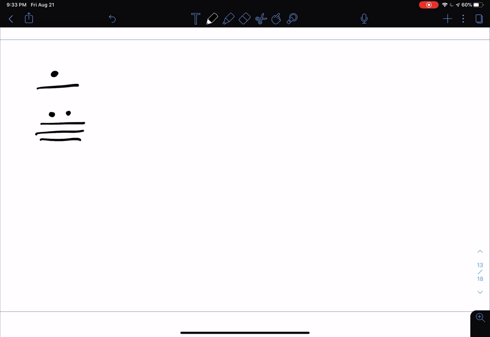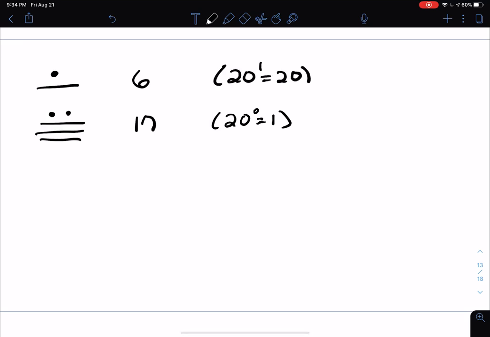Okay, so we can look at our chart and determine that the top one is 6 and the bottom one is 17. But we also have to consider our place value. Instead of reading from left to right, we're going to read from top to bottom. The very bottom place value is your ones place, so this is your 20 to the 0 or ones place. And then the next one up is your 20 to the first or 20s place.